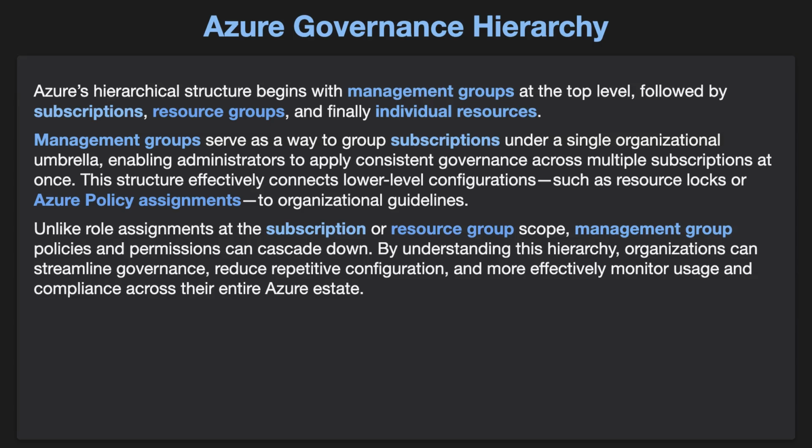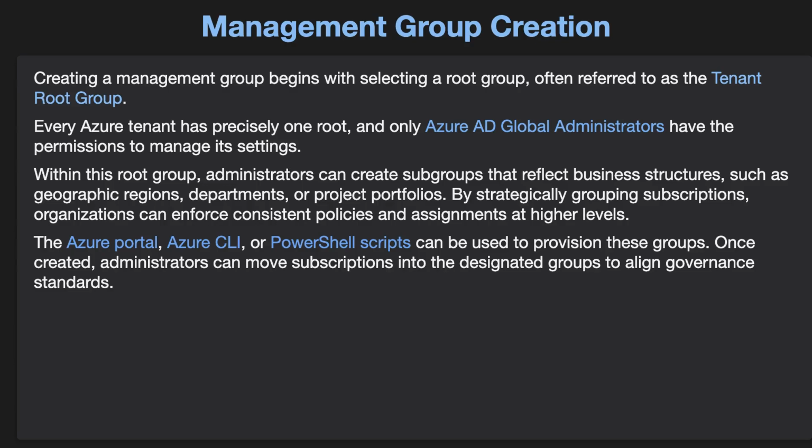Creating a management group begins with selecting a root group, often referred to as the tenant root group. Every Azure tenant has precisely one root, and only Azure AD global administrators have the permissions to manage its settings. Within this root group, administrators can create subgroups that reflect business structures, such as geographic regions, departments, or project portfolios. By strategically grouping subscriptions, organizations can enforce consistent policies and assignments at higher levels.